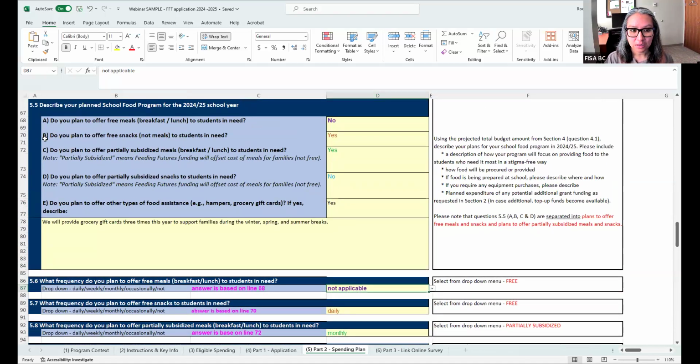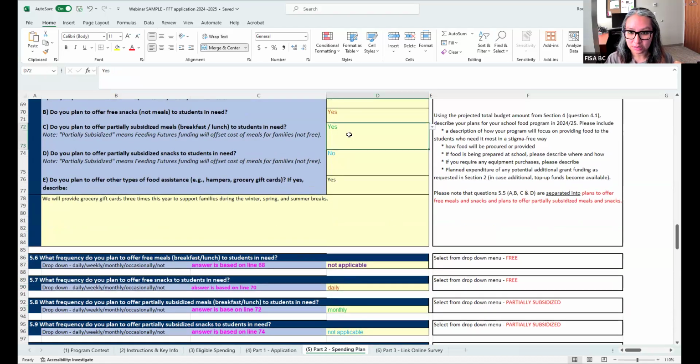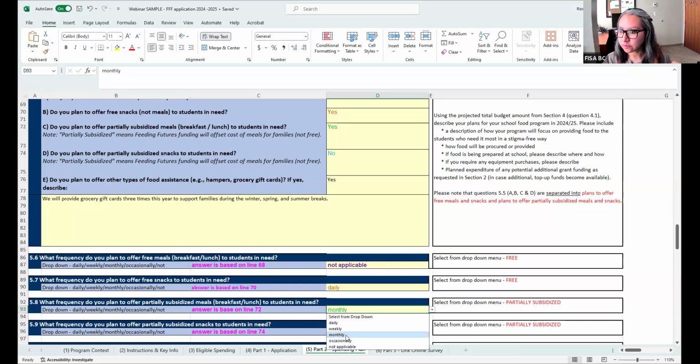The next one is line 89, what frequency did you plan to offer free snacks to the students in need? So remember here, I say yes, I'm planning to offer free snacks to the students in need, and I'm planning to do it daily. The next one will be, what frequency do you plan to offer partially subsidized meals, breakfast or lunch to students in need? So I say here that yes, I'm actually gonna offer some subsidizing, maybe I'm gonna pay some and then parents are gonna pay something, so I say yes, so this is gonna be monthly, okay? Let me go and answer the question.